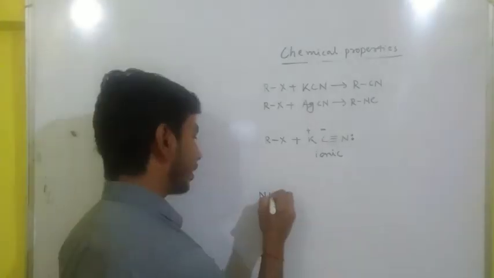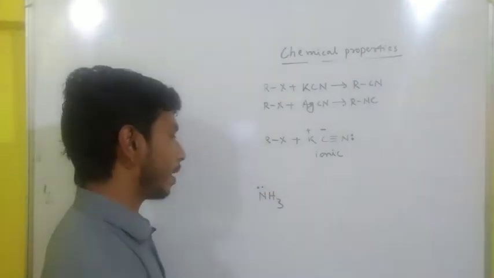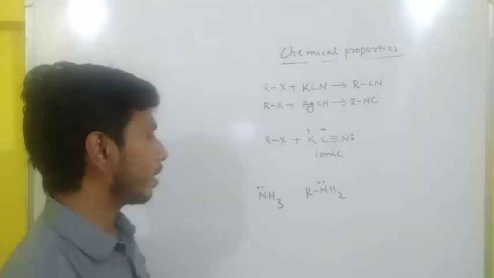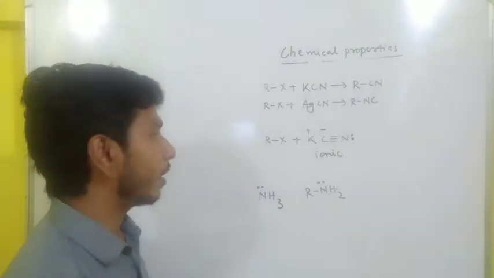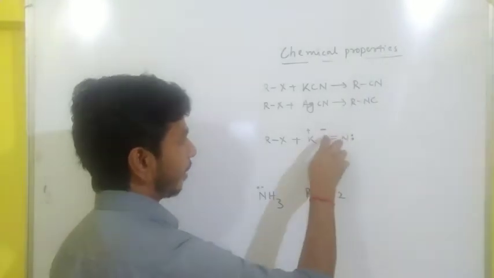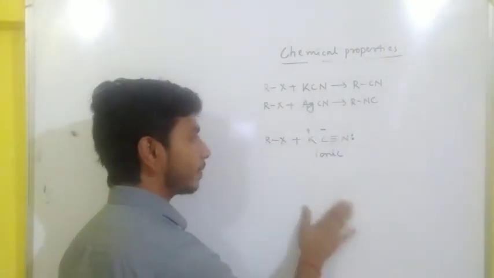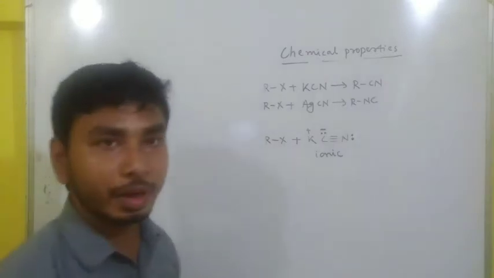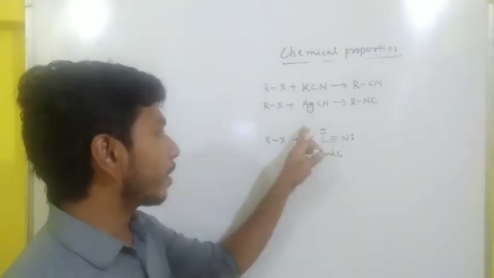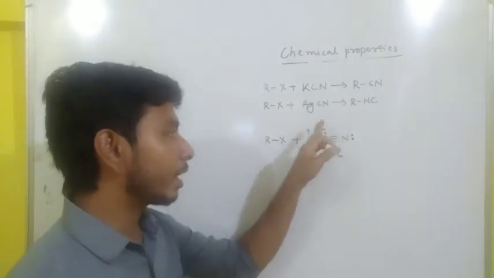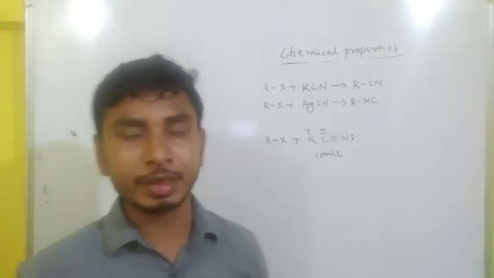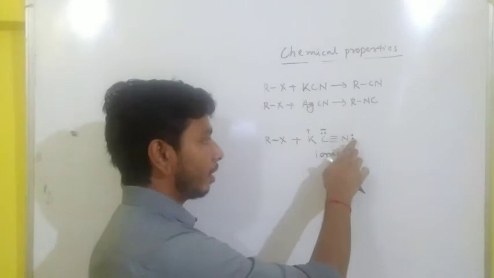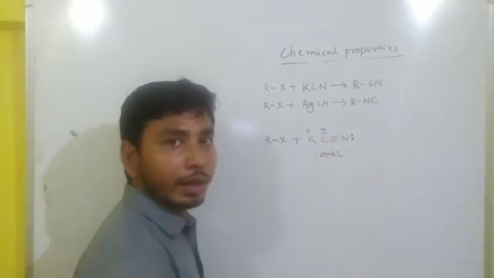Suppose ammonia NH3, nitrogen has one lone pair. Suppose RNH2 amine, nitrogen carries one lone pair. So here nitrogen carries one lone pair, and carbon is negatively charged. Negative charge means it is rich in electrons. So KCN is an ionic compound, K plus CN minus, and carbon carries the negative charge, so carbon has one electron pair, and nitrogen also has an electron pair.